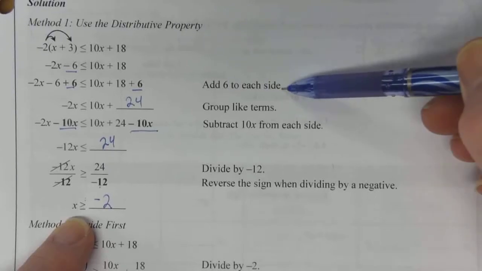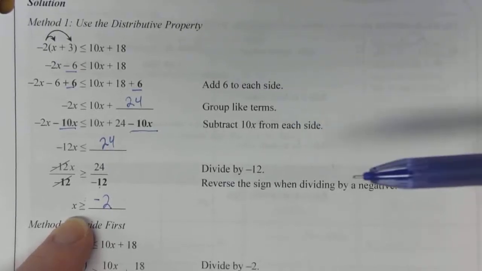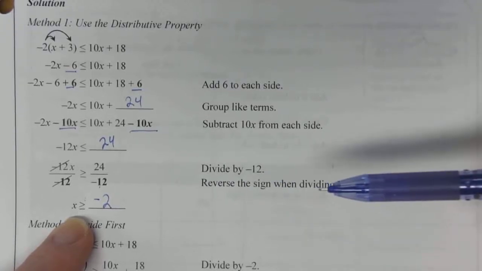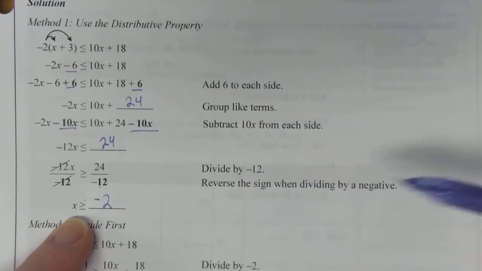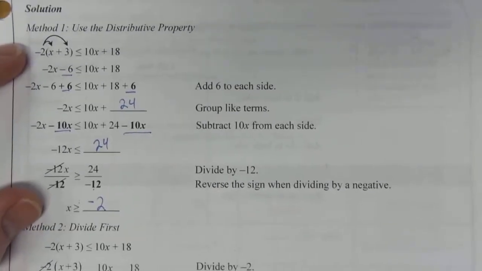So we started, we added 6 to each side, then we combined our like terms, then we subtracted 10x from each side. Then we divided by negative 12, at which point we had to flip the sign because we were dividing by a negative. So that's one technique, using the distributive property.